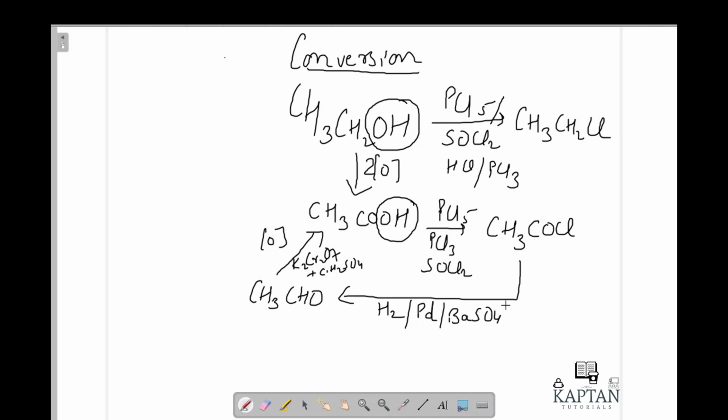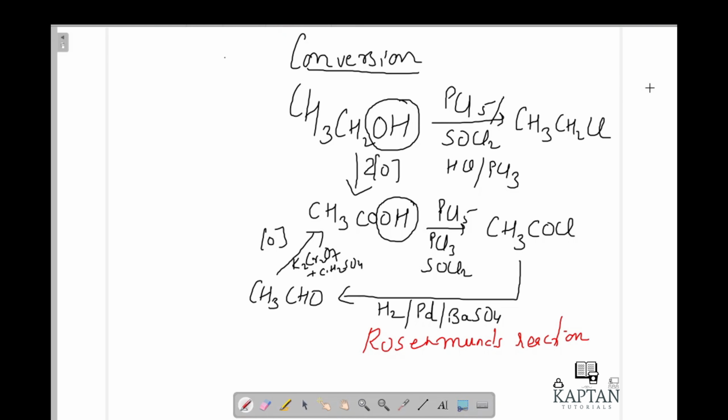This acetyl chloride, if you again treat it with hydrogen and palladium barium sulfate, it changes to aldehyde, and this is the reagent for the Rosenmund reaction. So here I will write down the name of our name reaction, that is Rosenmund reaction. So this is the name reaction. This we have to learn, how we can carry out the reactions.